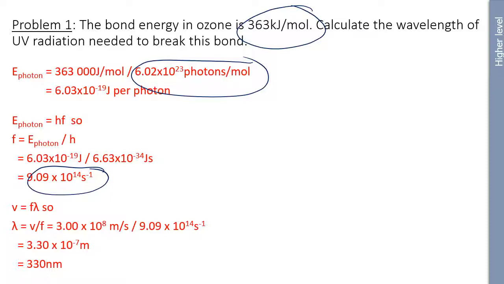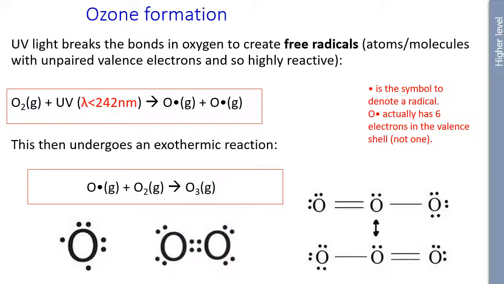So if velocity equals frequency times wavelength, we rearrange the equation with wavelength equaling velocity divided by frequency. So 3 times 10 to the 8, because the speed of light, divided by 9.09 times 10 to the 14 reciprocal seconds or hertz, will give you 330 nanometers. So UV light breaks the bonds in oxygen to create free radicals, atoms or molecules which have unpaired valence electrons and so are highly reactive, which we'll look at in a little bit more detail in organic.